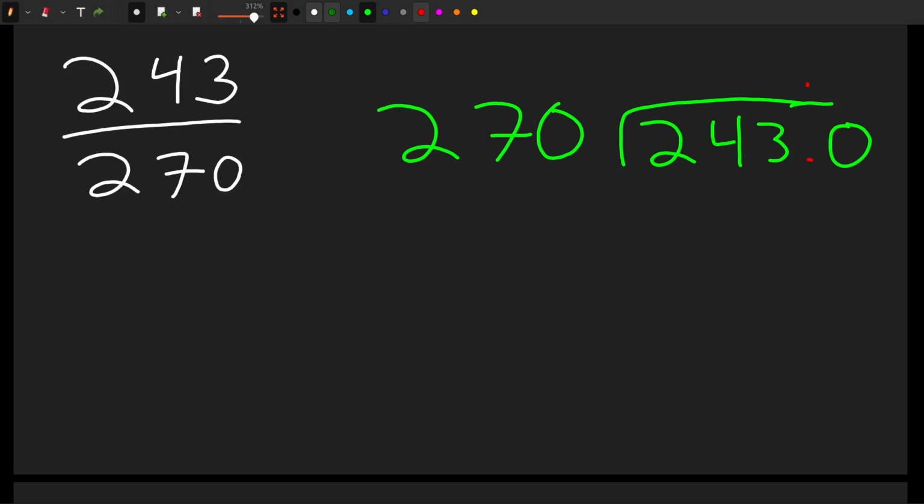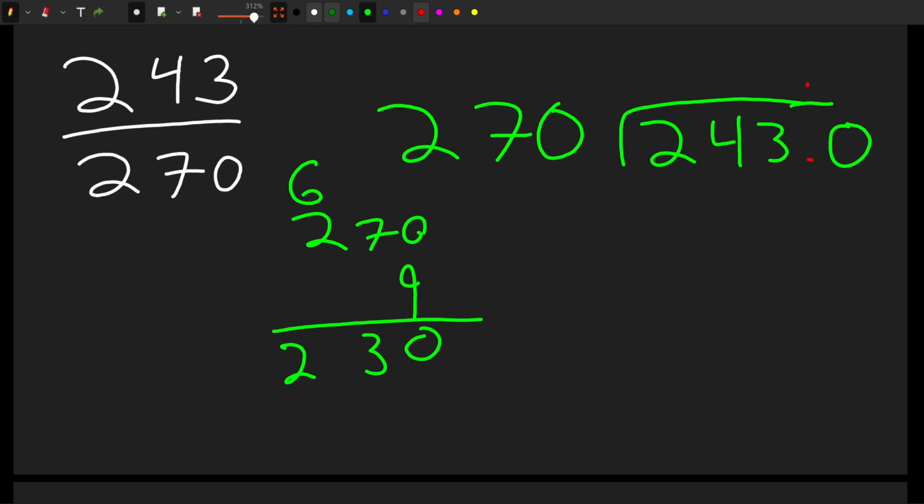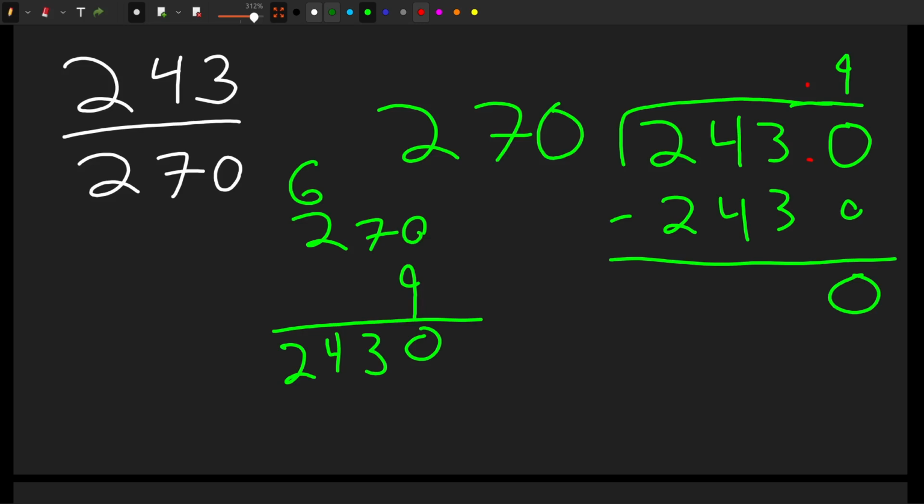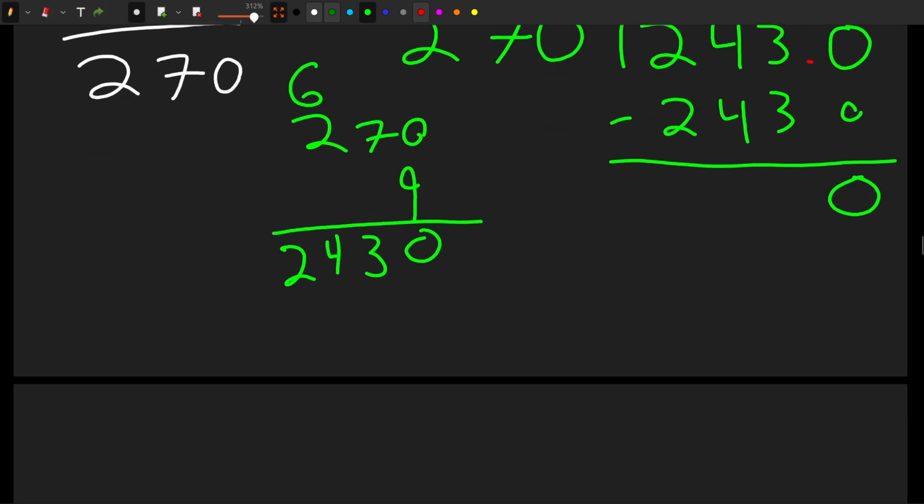I bet you that if I do 270 times 10, that's 2,700. So I'm going to try 270 times 9. 0 times 9 is 0. 9 times 7 is 63. 9 times 2 is 18. Add the 6, I get 2,430. Well, that worked out really nice. Going to subtract it out, and you get 0. And so my answer for this problem is going to be 0.9.